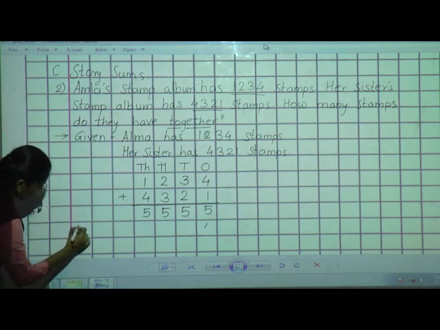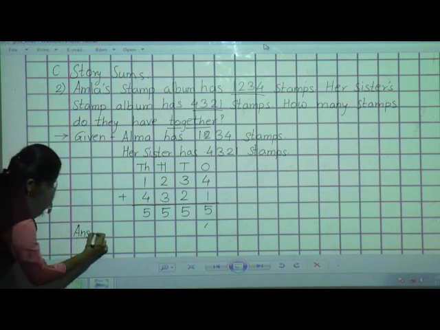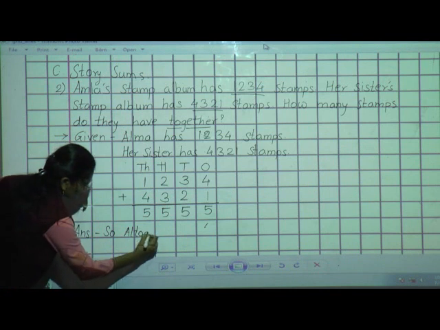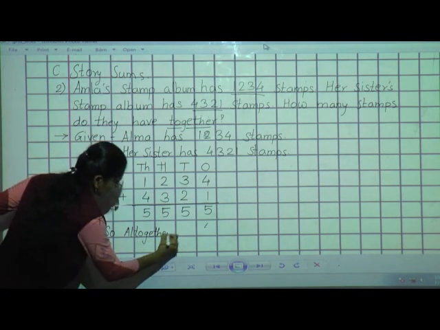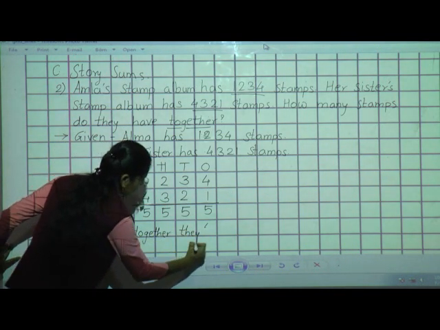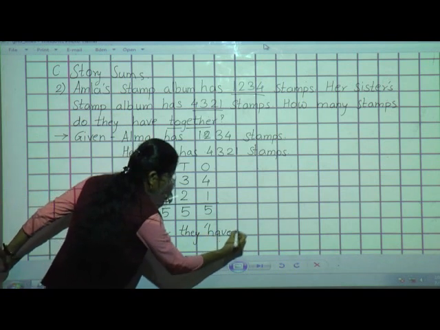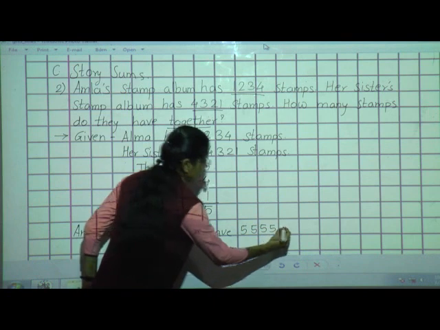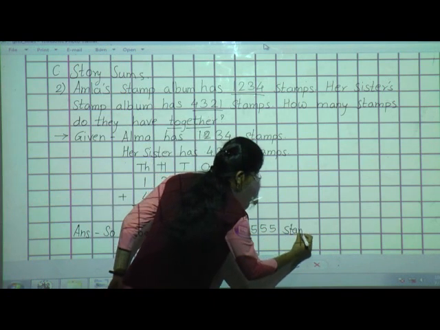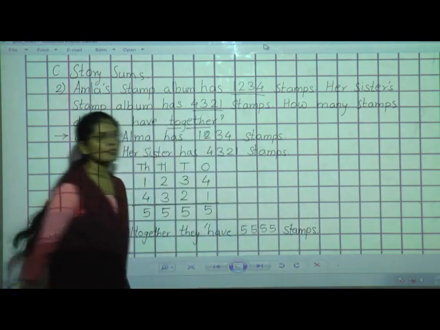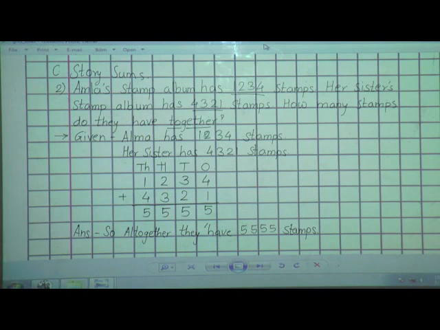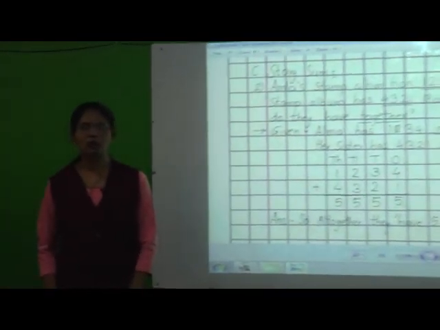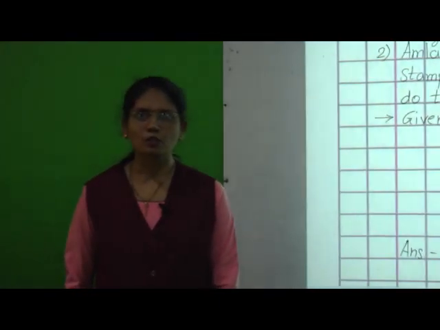So finally we will write the answer in a sentence. So altogether they have 5555 stamps. So in this way we can solve the story sums. So students, at home you have to practice story sums.